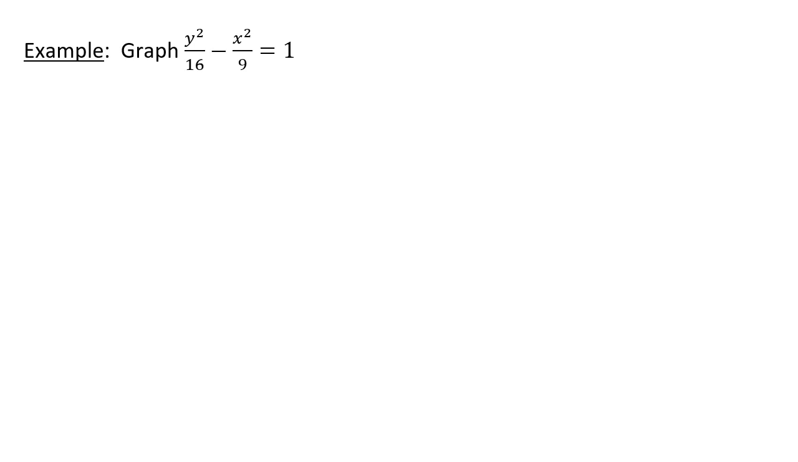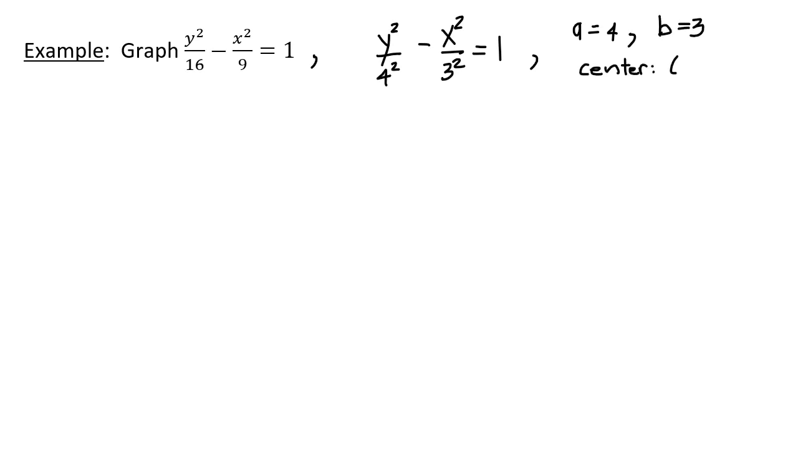The example is graph y squared divided by 16 minus x squared divided by 9 equals 1. Because it's got a y squared and a subtraction of an x squared term, I know it's a hyperbola. If I rewrote this, it would be y squared over 4 squared minus x squared over 3 squared equals 1. So that means a equals 4 and b equals 3. The center of this hyperbola, of course, is the origin. Asymptotes are two lines, y equals plus and minus a divided by b times x. So there's going to be two lines there.